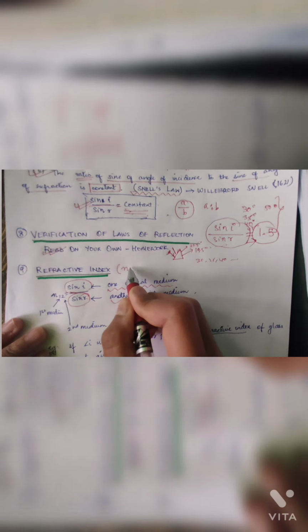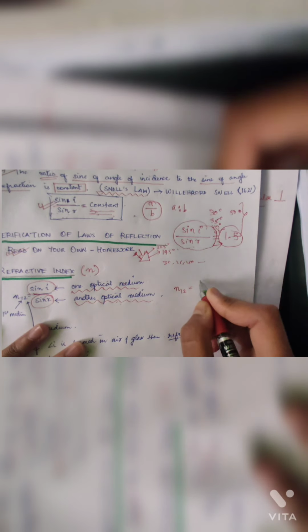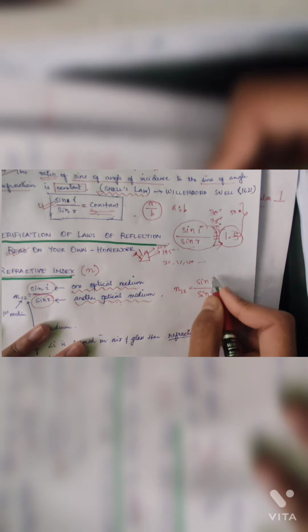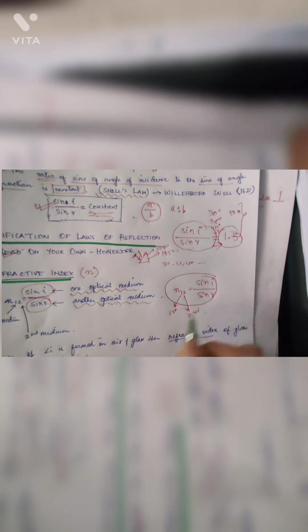Alright, here we can also denote refractive index with n. If I write n 1,2 is equal to sine I by sine R, you will know that this is refractive index. Why? Because they are of two media. This is the first medium and this is the second medium. So refractive index is the ratio of the sine of the angle of incidence of one optical medium to the sine of the angle of refraction of another optical medium.